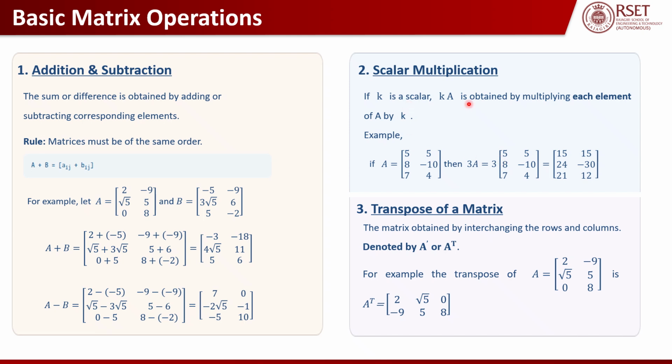So it is very simple. Scalar multiplication is very simple. We are just multiplying the scalar to each element of the given matrix.